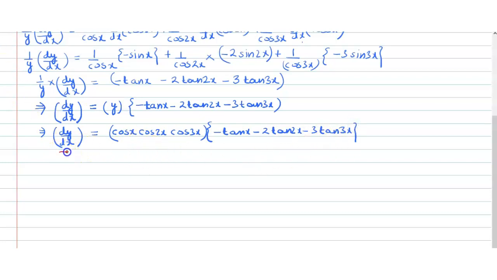So that's all. We were asked to find the value of dy by dx, and we have successfully found it. This is the answer. Thank you so much.